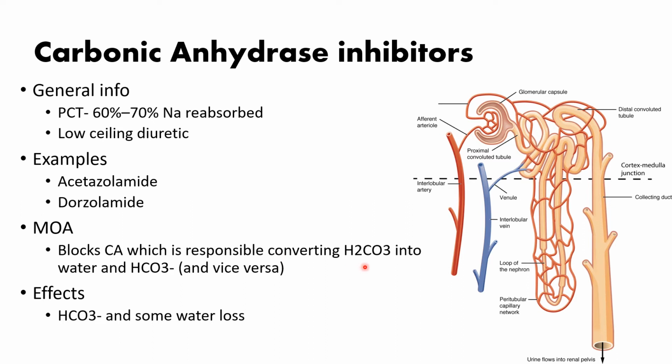for converting carbonic acid into water and bicarbonate, and vice versa, because this reaction is reversible. It can convert bicarb and water back into carbonic acid as well, so it works both ways. The net effect would be the loss of bicarbonate in our urine and some water loss. Only some, because as I said, they are low-ceiling diuretics, so they are not as potent as our thiazides or especially our loop diuretics. They are much less efficacious than the others, and actually they are mainly used not as diuretics but for other reasons.